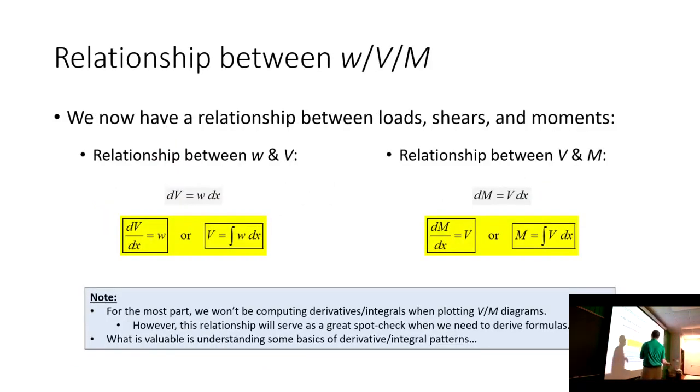And so specifically what the money is after all that derivation is we can develop a pretty nice relationship between applied loads and then resulting shear and resulting moment. And what we find is that if I have the loads and I integrate those loads, I get the shear diagram, okay? And if I have the shears and I integrate those, I get the moment diagram.